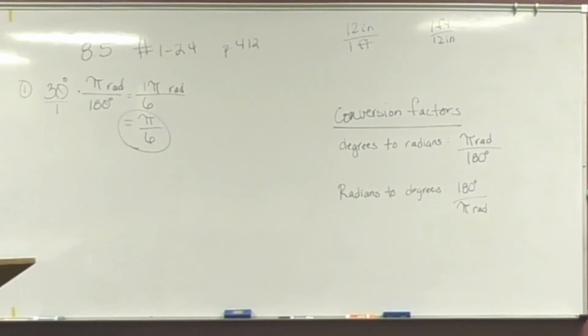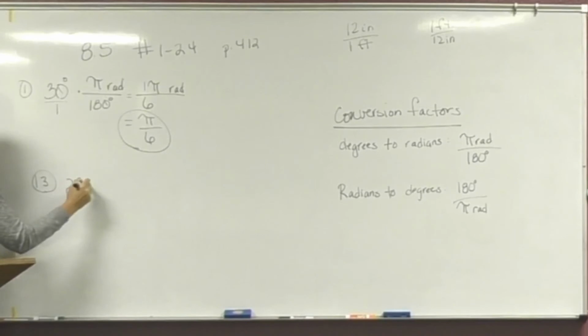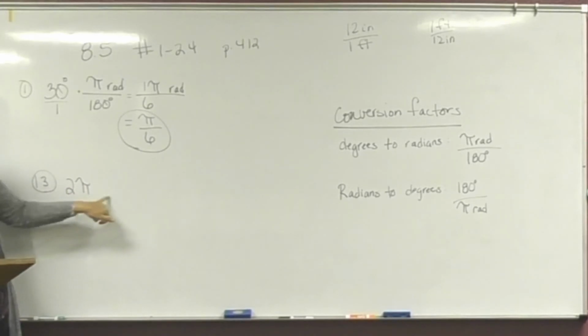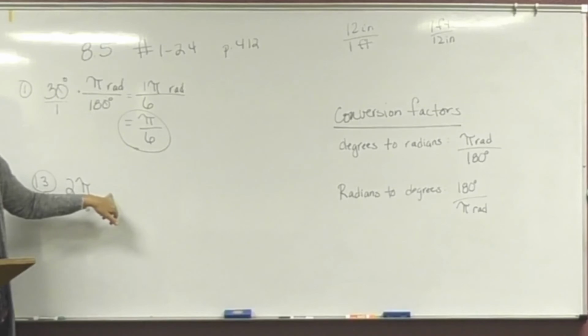So let's do number 13. That's the next section. And this is what we are given. We are given 2 pi, okay? And the instructions for that section say to convert the given angle to degrees. So I'm going from radian, okay? Even though I don't see that RAD right here, I understand that it is in radian measure, okay?